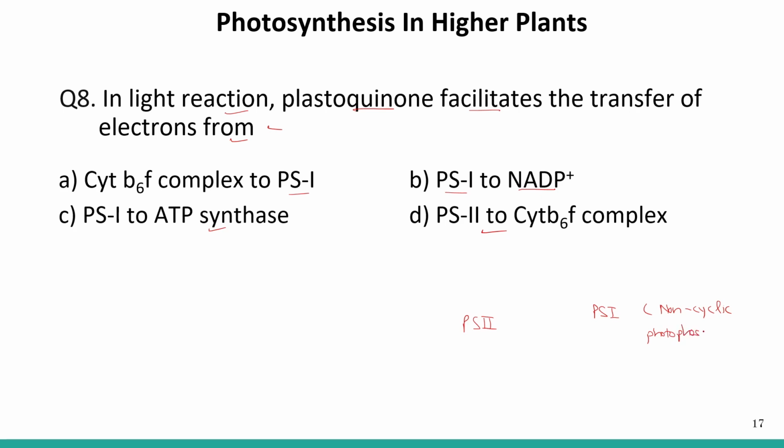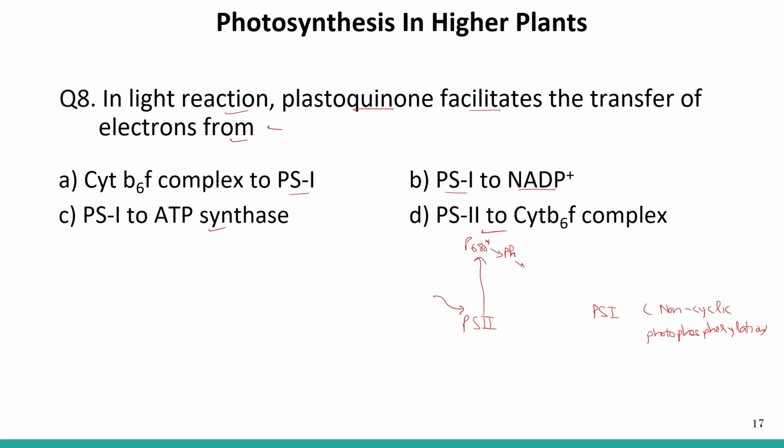Okay, phosphorylation. So what happens here? Photosystem 2 absorbs the photon, it gets excited. P680 in excited form. Primary receptor is the pheophytin.